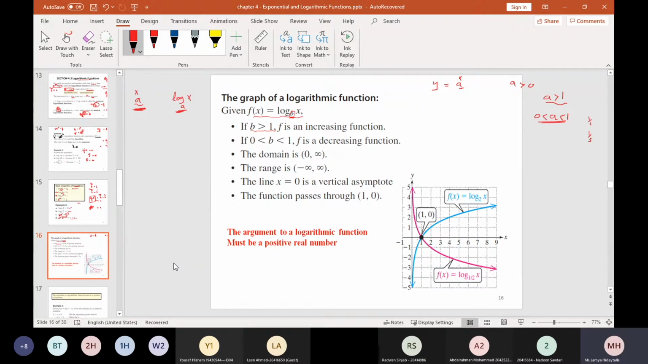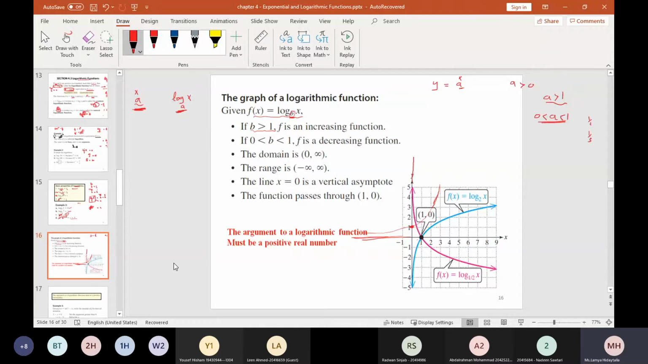Before, do you remember how the graph of the exponential function looks like? Okay, if this is the y-axis and this is the x-axis, we find that the graph of an exponential function, the one which is increasing, always passes through the point (0, 1), correct? It is something like this. This is the exponential function, okay.